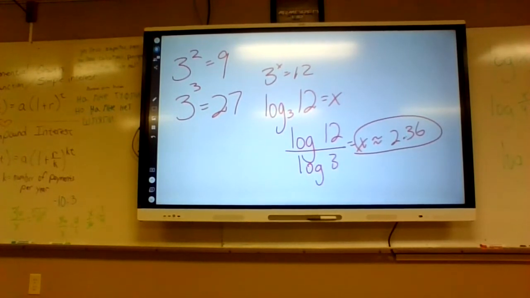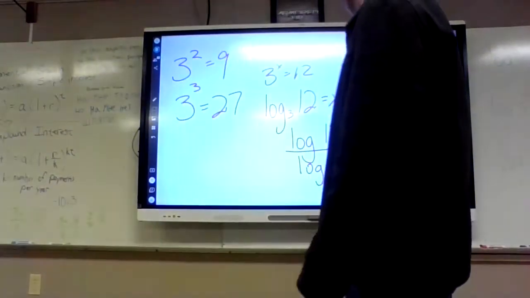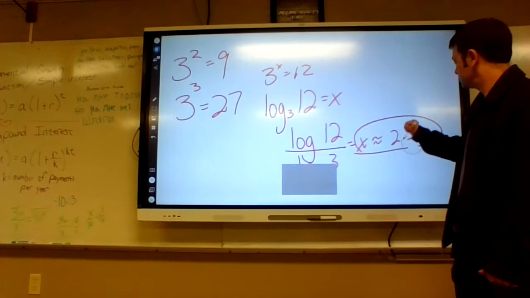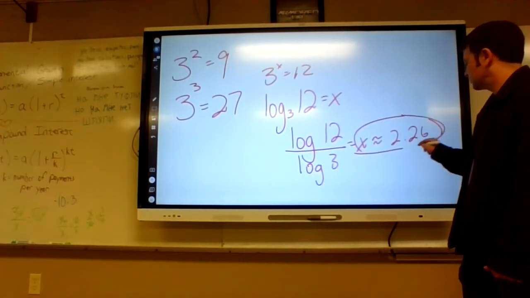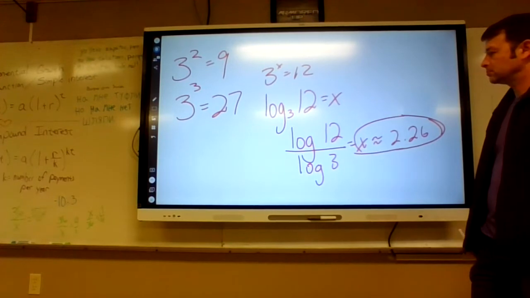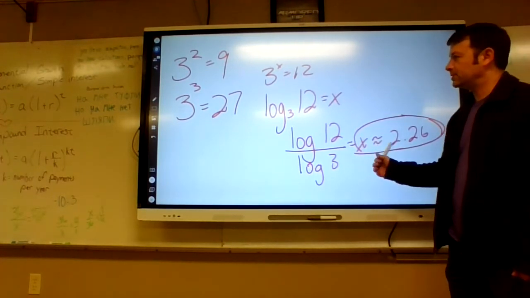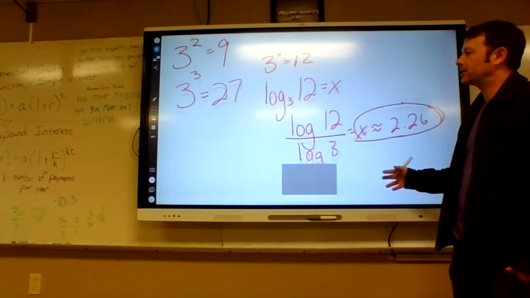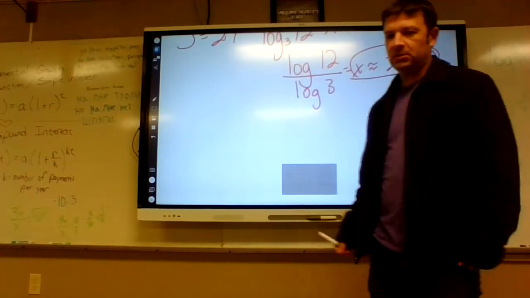I got 2.26. Oh, there is a log over there. Okay. 2.26? But I don't really care. I didn't look at the answer. It's 2.26. How did I do that wrong? Log 12 over log 3. I wouldn't use the fraction button. I use the division button. I don't think the calculator would like the fraction button, in this case.